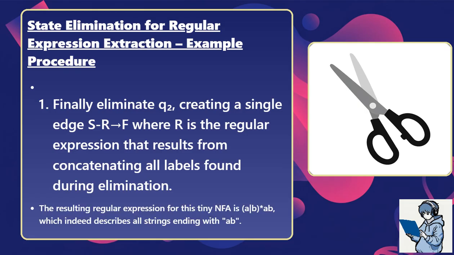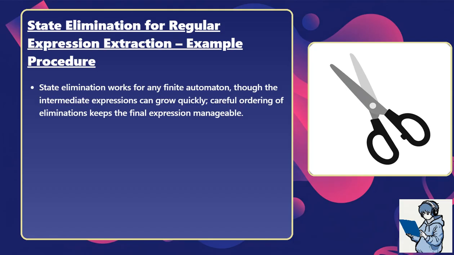The resulting regular expression for this tiny NFA is (A or B)* AB, which indeed describes all strings ending with AB. State elimination works for any finite automaton, though the intermediate expressions can grow quickly. Careful ordering of eliminations keeps the final expression manageable.